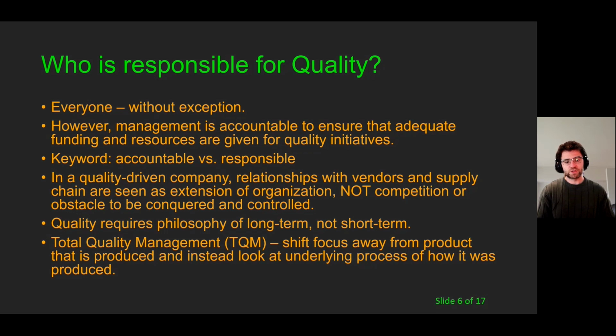Quality requires a philosophy of long-term, not short-term commitment. And notice there, I did not say profit. The level of commitment and effort required to ensuring a higher grade of quality overall as an organization, not just for one or two particular product lines, is that you're really looking to retain a customer base, reduce your level of churn, not just for customers, but employees overall.